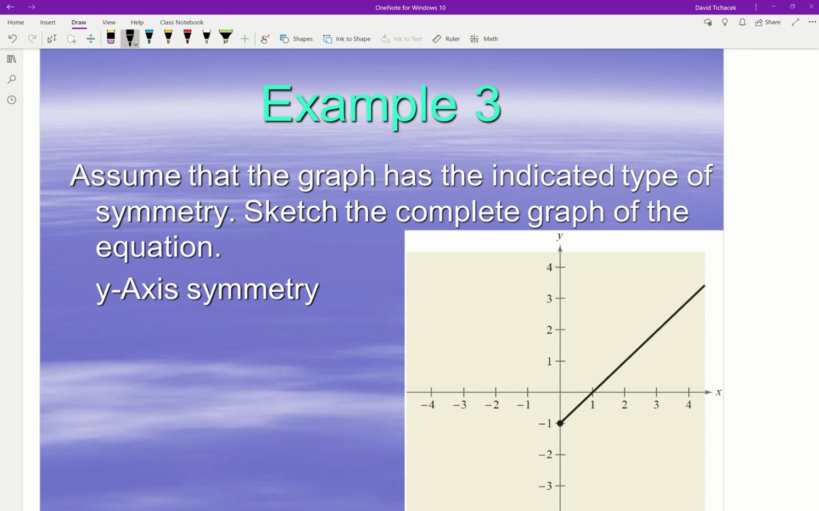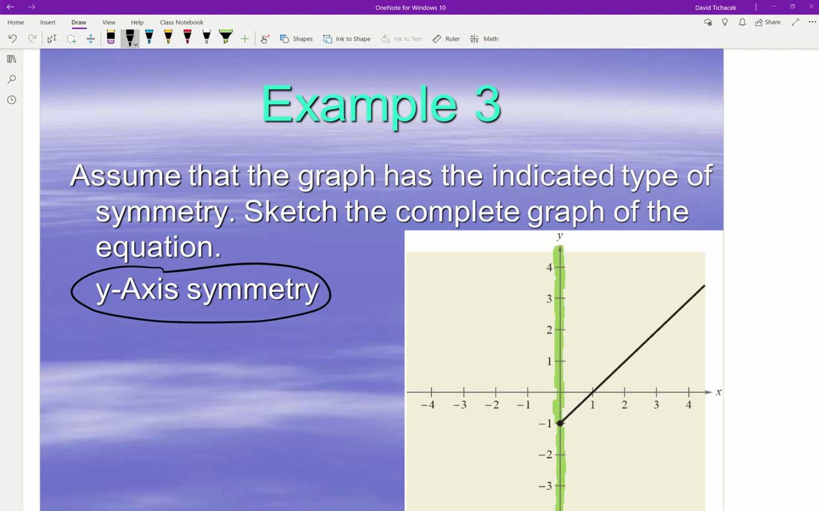So it says, assume that the graph has the indicated type of symmetry, which the one that they're indicating here for us is y-axis symmetry. We would just need to sketch the complete graph of the equation. So if we have y-axis symmetry, then that means that the mirroring line that part of my graph is looking into to see its reflection is this y-axis right here, of course.